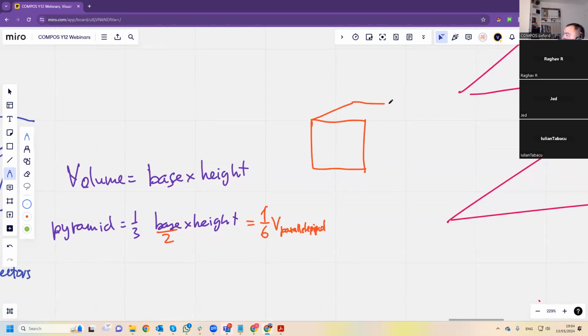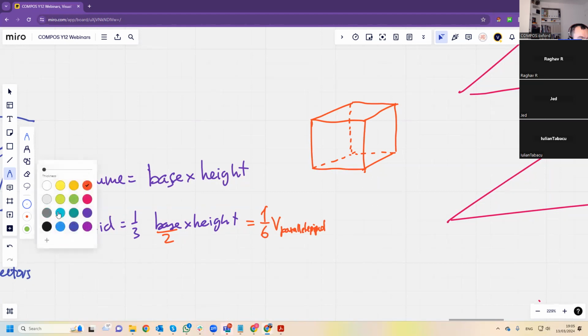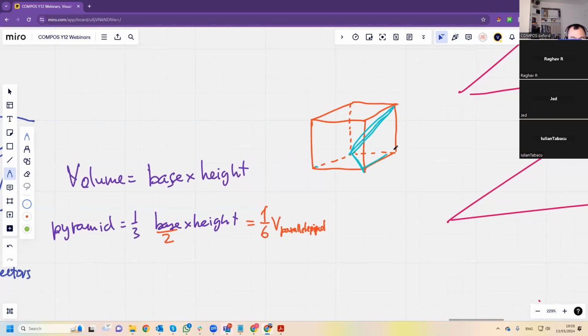A simple example. Please let me know that you understand. If you don't, if you take a cube and you draw a pyramid inside the cube, the volume of the pyramid is 1/6 of the volume of the cube because it's half the base and then it's a third.